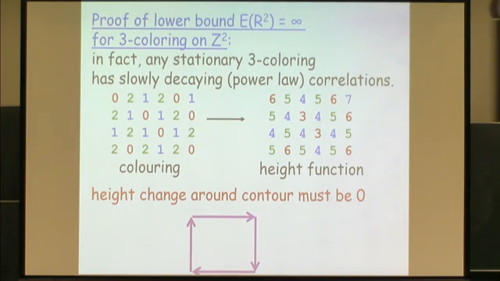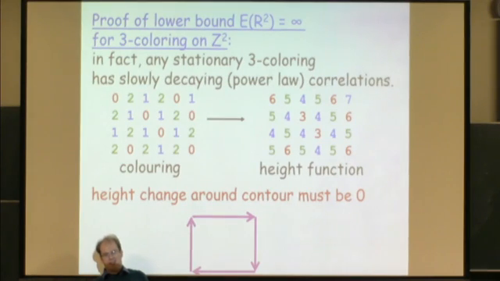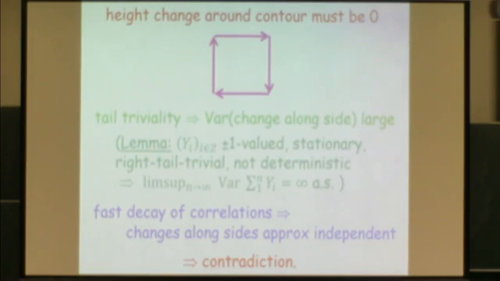It's a 1-Lipschitz function, and the point is that since it's a height function, if you take a big contour, a big square, then the total height change as you go around the square must be 0. But on the other hand, you can see what the height change is locally, because it just depends on these differences. So if you take a big tour around the square, if the correlations decay fast enough, then it seems very unlikely that it would come back to 0, and that would mean you can't fill it in a coloring. So that's the idea. So height change around a contour must be 0.